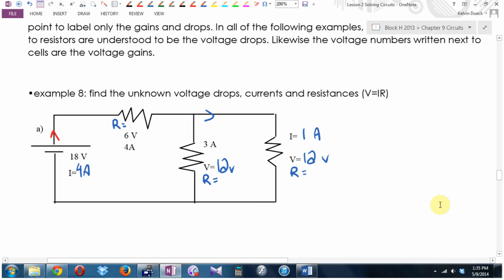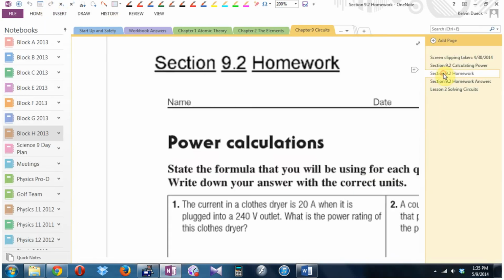We'll pick up with this next class. Your official homework is, folks, please make sure that you get this done. I'd like to mark this next class.